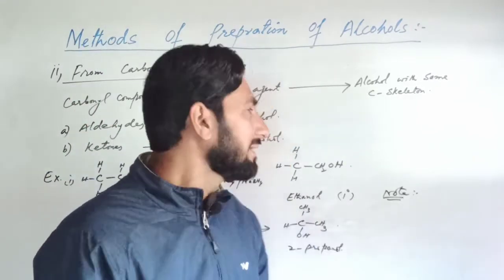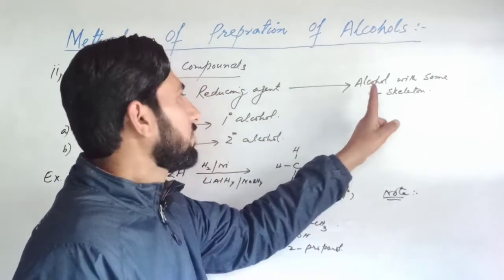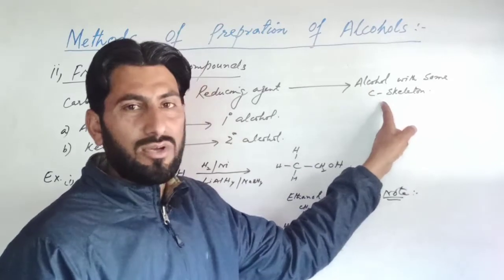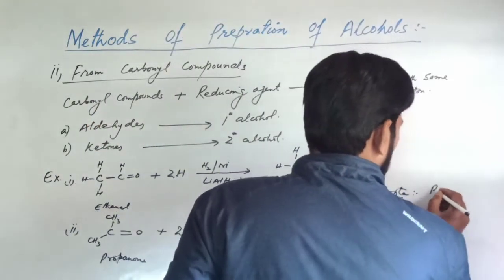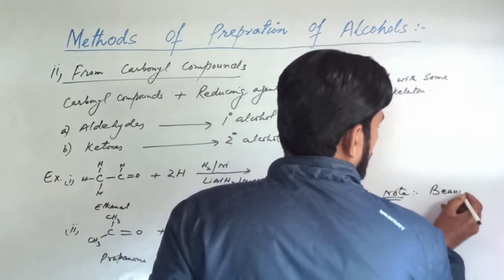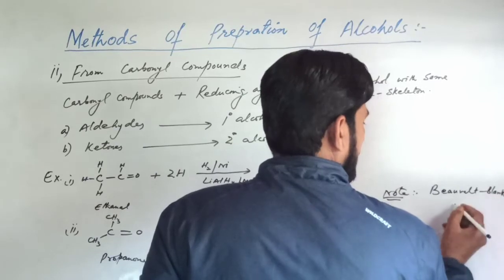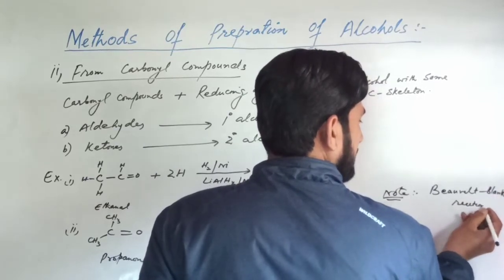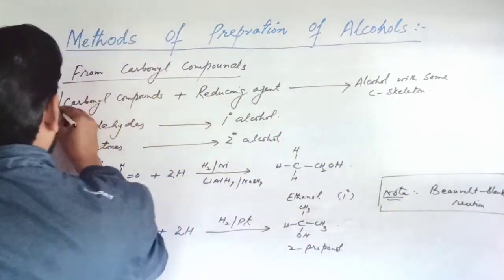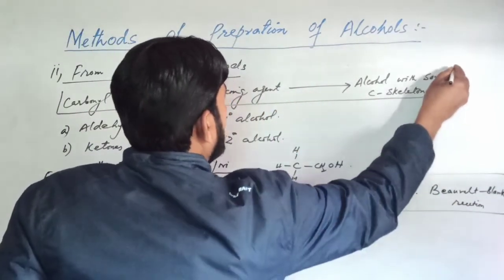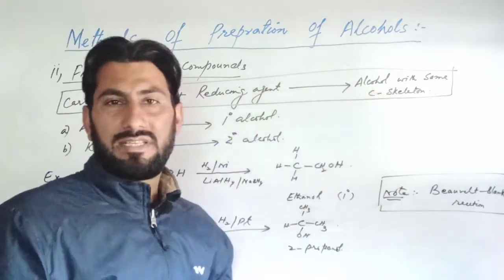Important point to note here is that the reduction of carbonyl compounds and esters to form alcohol by using alcoholic sodium is called the Bouveault-Blanc reaction. So in short, carbonyl compound, when treated with a reducing agent, undergoes reduction to form alcohol with the same carbon skeleton.